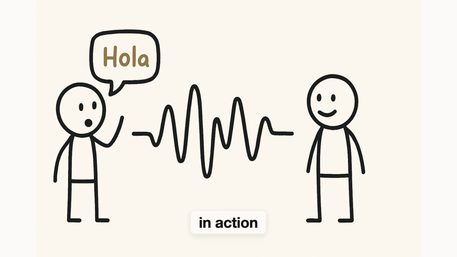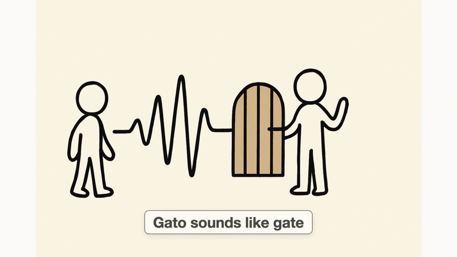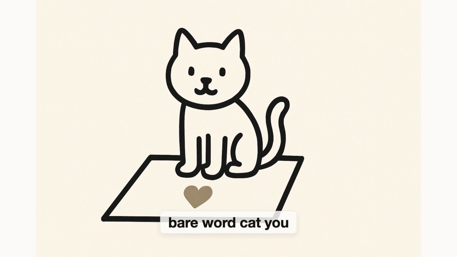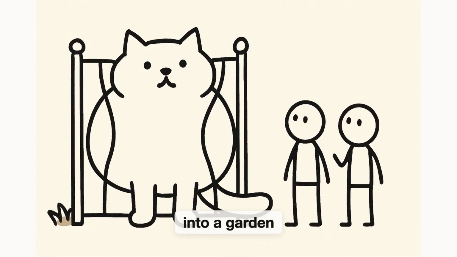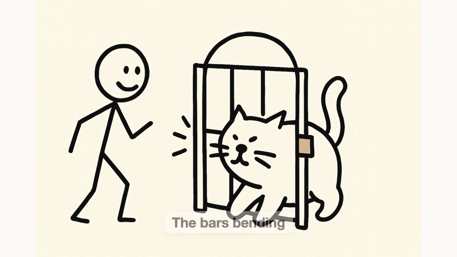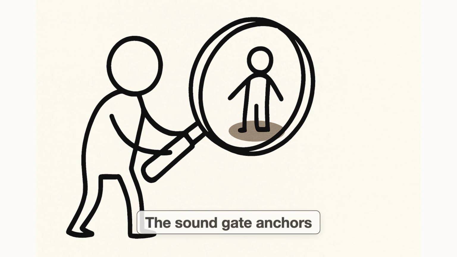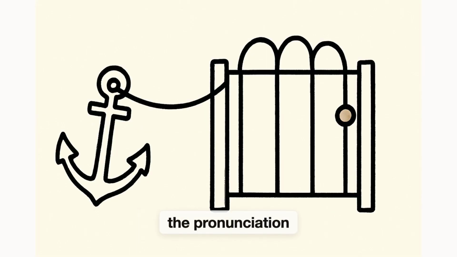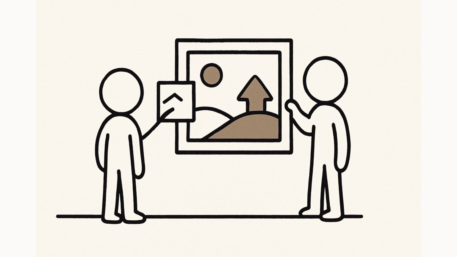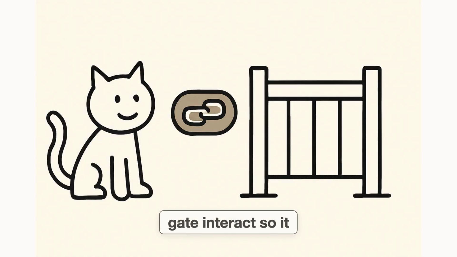Here's the mechanism in action. Gato sounds like gate. So instead of the bare word cat, you build a scene. An enormous cat jammed into a garden gate. The bars bending, the whole frame rattling as it forces its way through. Watch what that scene is doing. The sound gate anchors the pronunciation. The image encodes it visually. That's dual coding. The cat and the gate interact, so it binds.